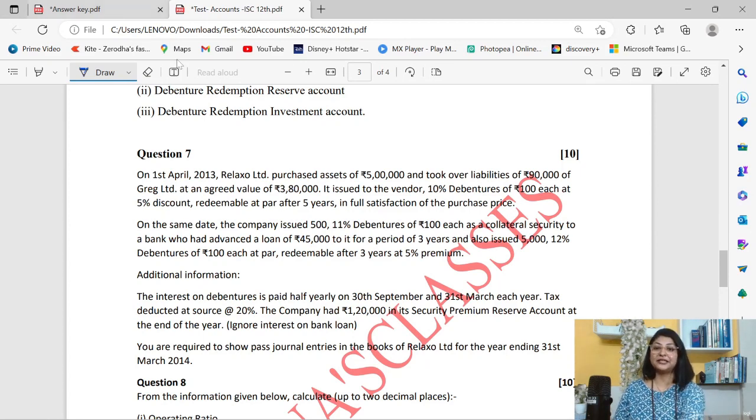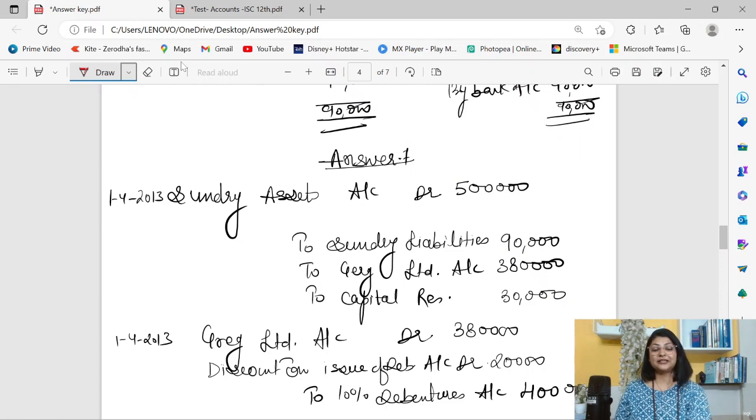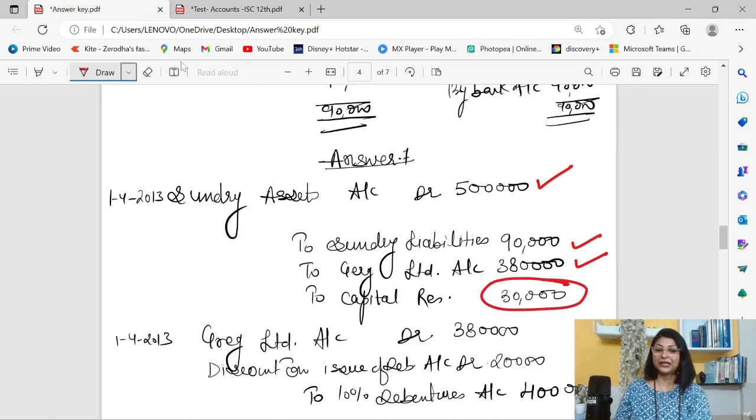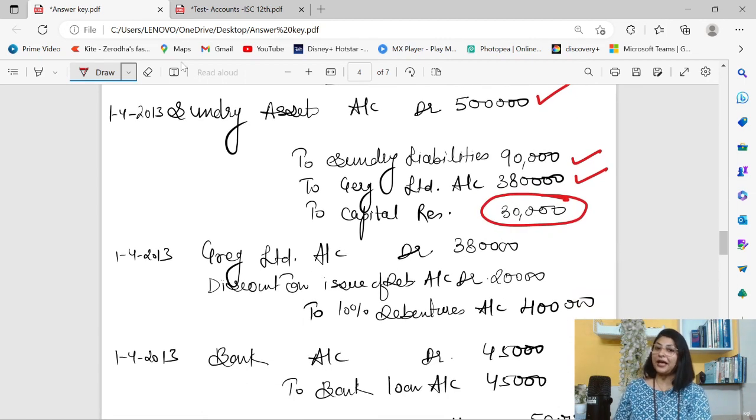the business. So you can see over here, first purchase consideration is created, the liability is created. We had taken the assets of 5 lakh rupees, we had taken the liabilities of 90,000 rupees, and the amount of PC, meaning purchase consideration, which we were going to give to Gerg Limited was 3,80,000. This amount has come as a balancing figure. So capital reserve is the balancing figure.